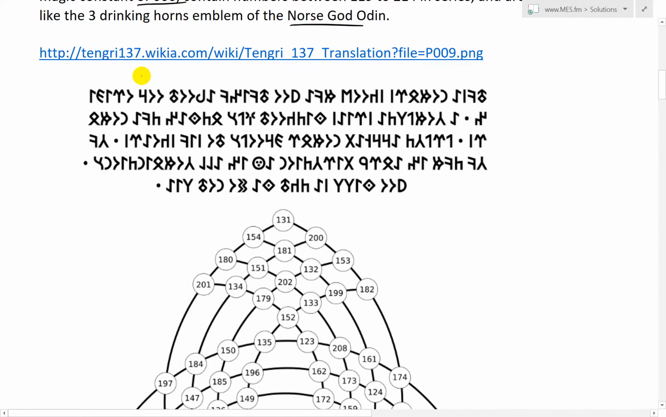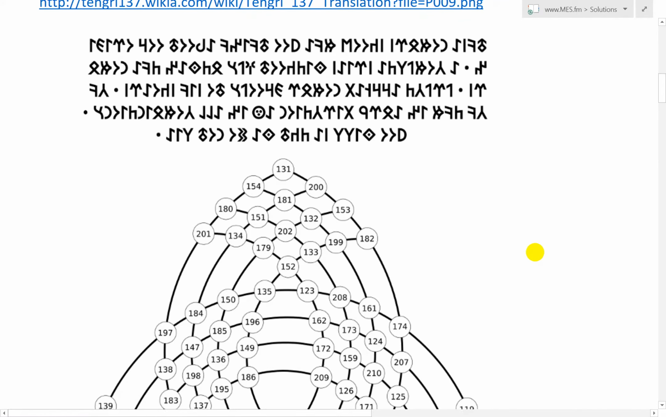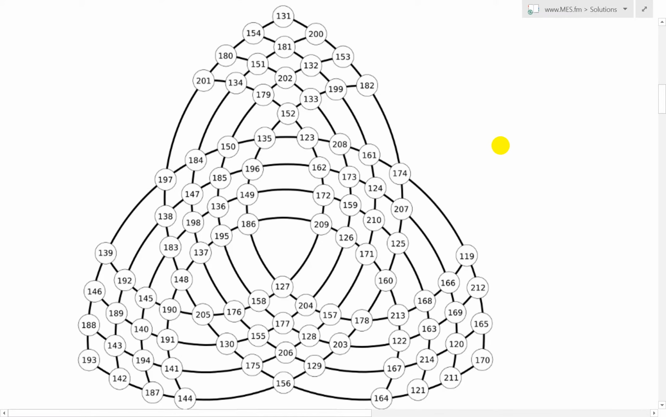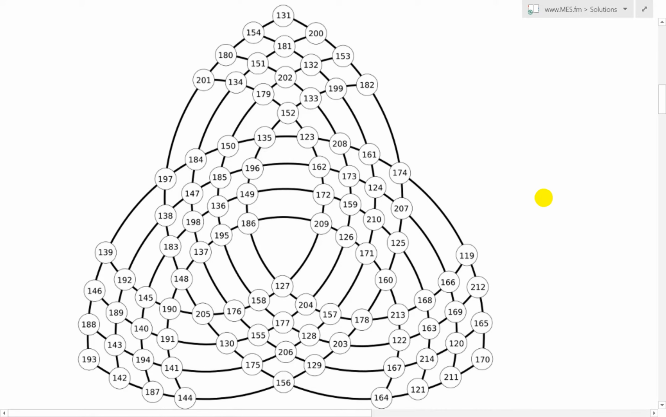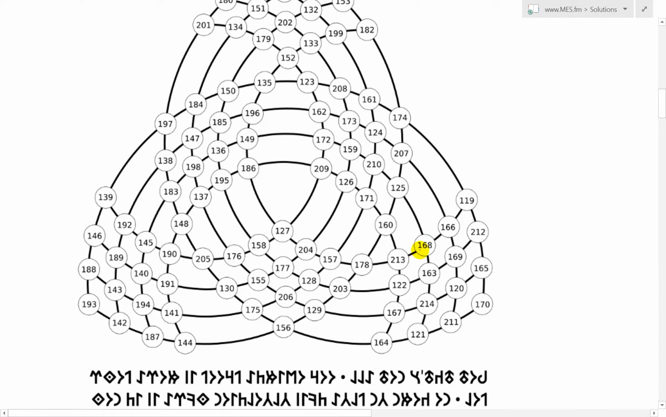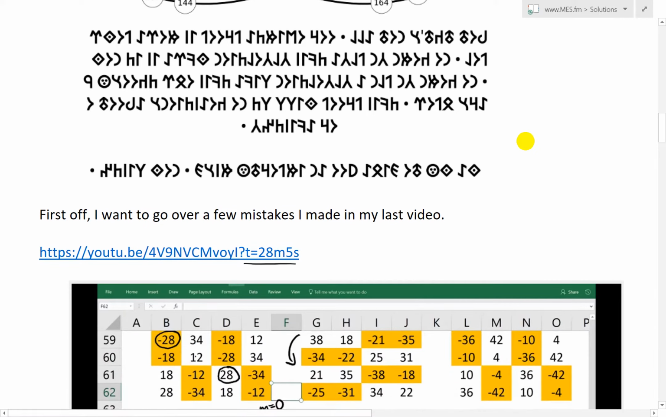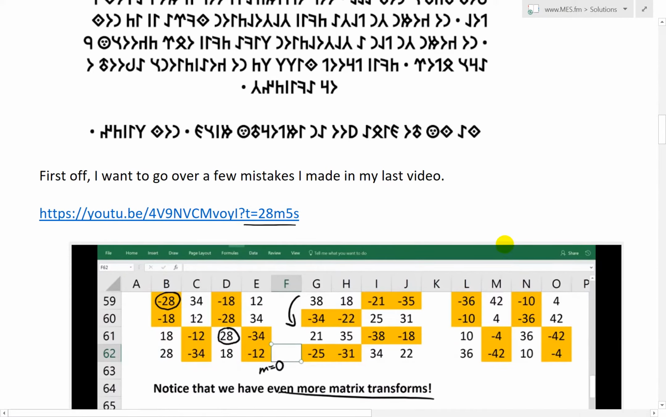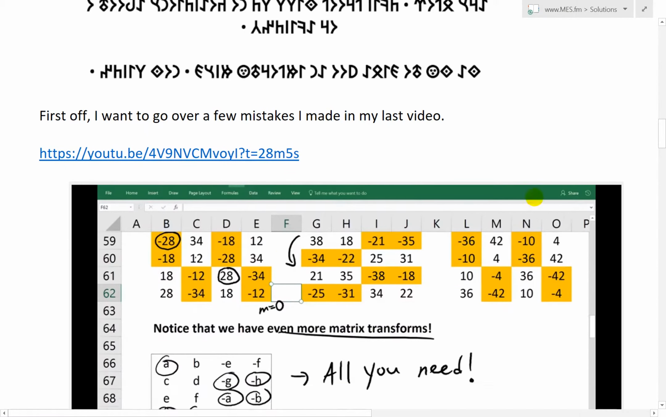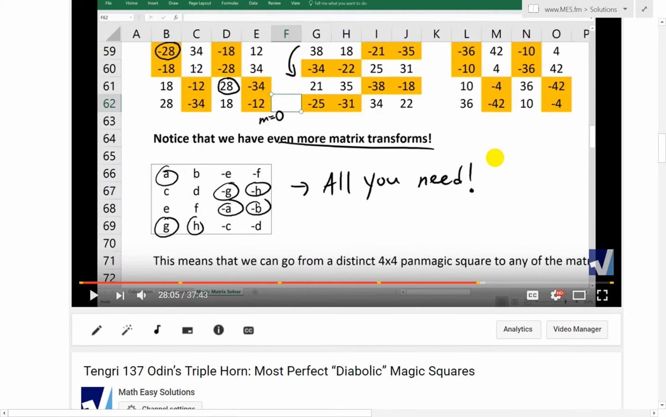Here's Tengri137wikia.com. Here's that document with this cryptic writing, and here is the Odin's triple horn, and these are the 6 perfect magic squares. Every single row here adds up to 666, etc. So first off, I want to go over a few mistakes I made in my last video. I have the link here to my video, but if you go to the 28-minute and 5-second mark, here's the part where I made some mistakes.